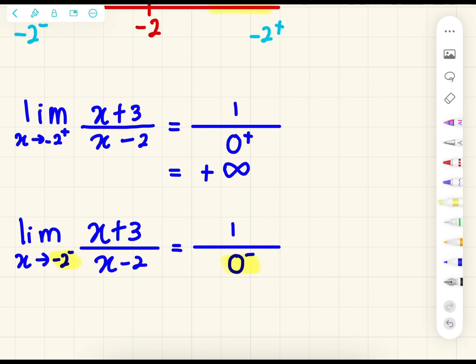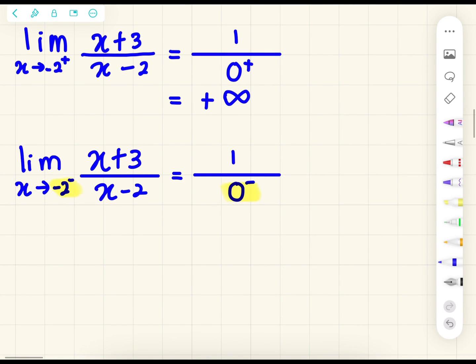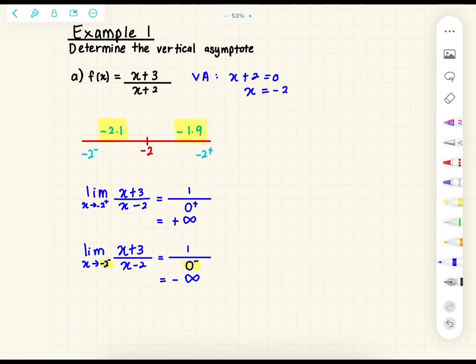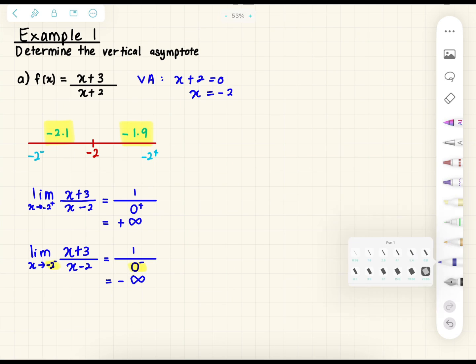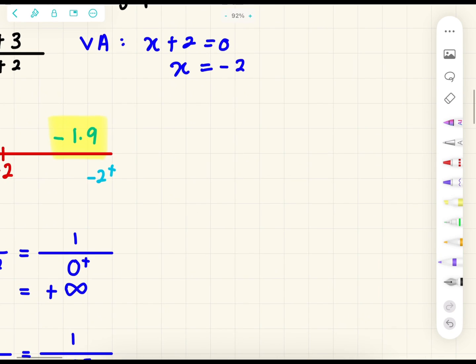You don't need to show your substitution of negative 1.9 or negative 2.1 in your working. So now, for negative 2 from the right, we get positive infinity, and for negative 2 from the left, we get negative infinity. So we can conclude that x equals negative 2 is a vertical asymptote for f(x).